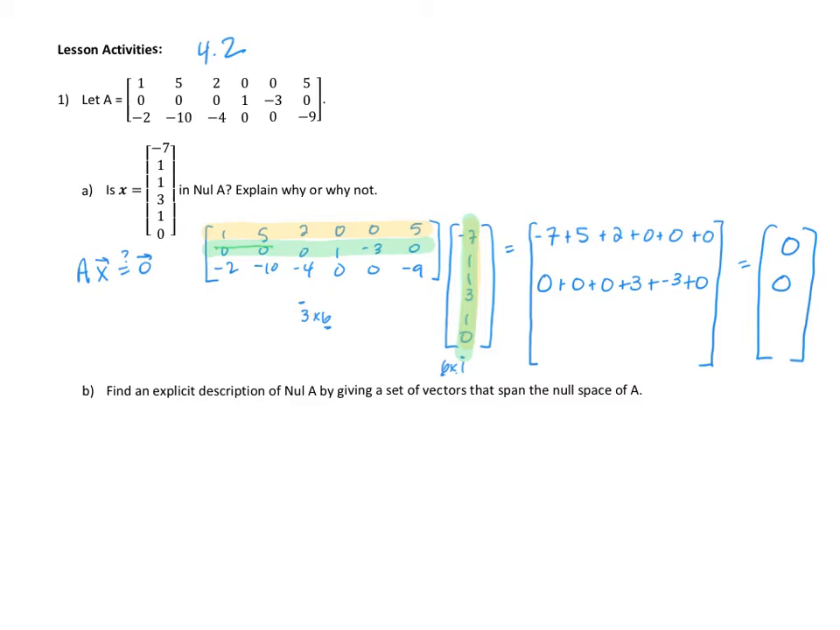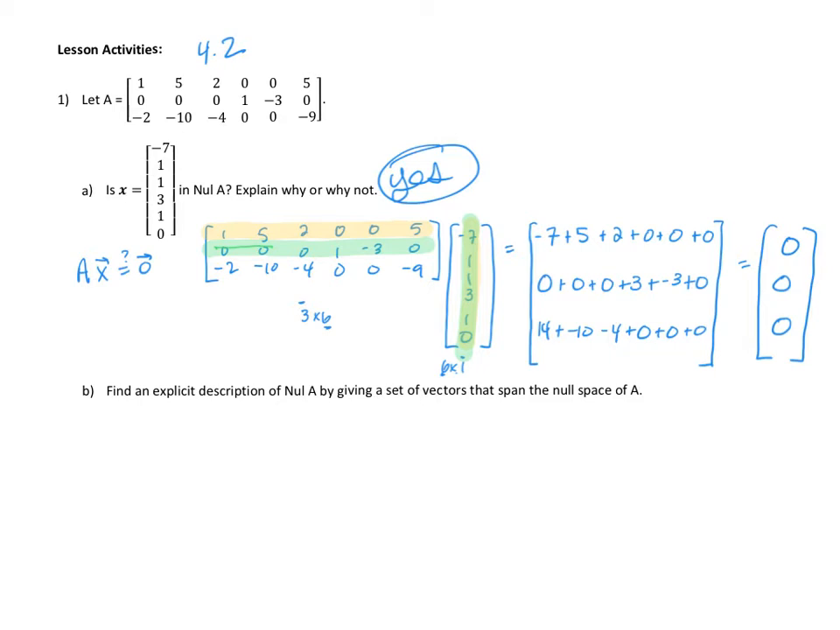And then third row times the vector, I get -2 times -7 is 14. -10 times 1 is -10. -4 times 1 is -4. 0 times 3, 0 times 1, -9 times 0. And that does give me 0. 14 minus 10 minus 4 is 0. So yes, X is in the null space of A because A times X equals 0.